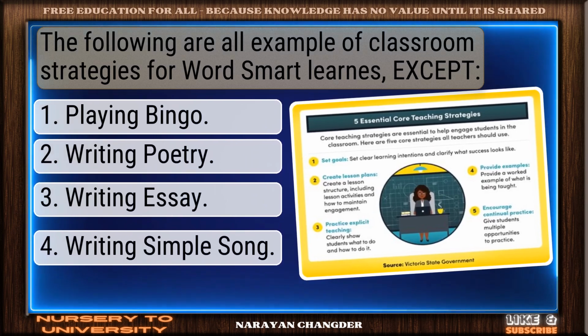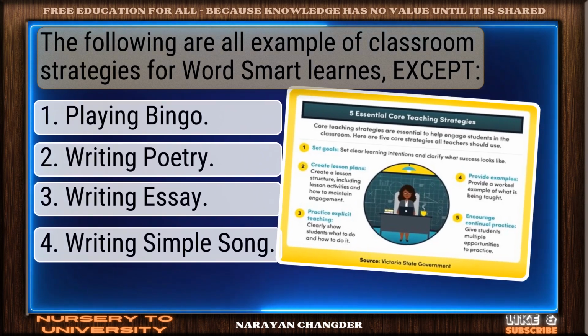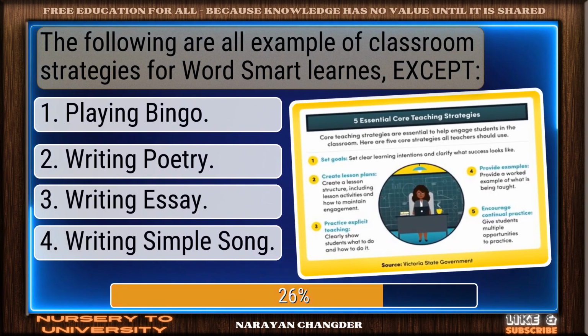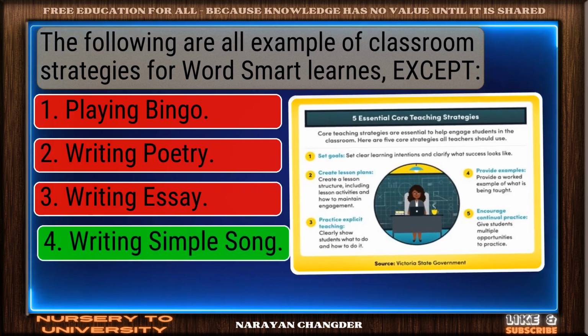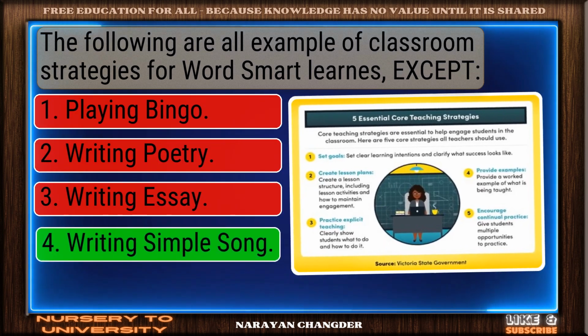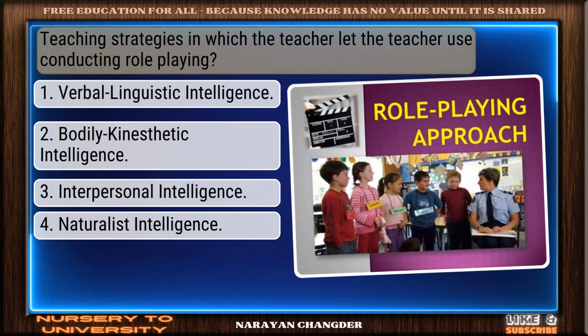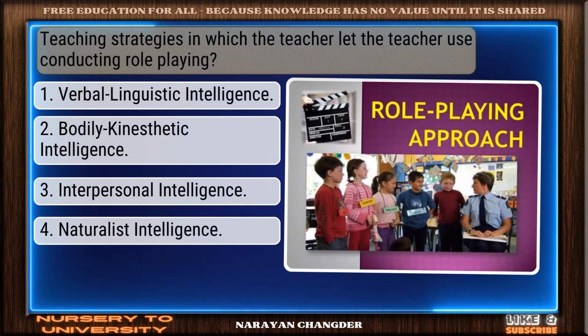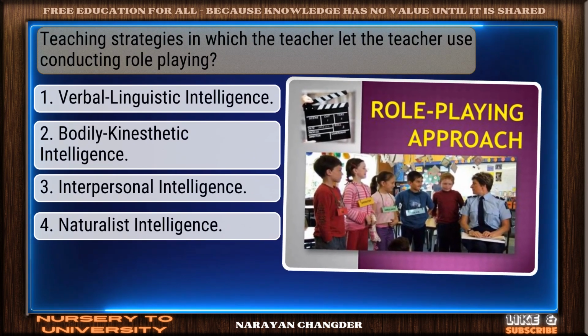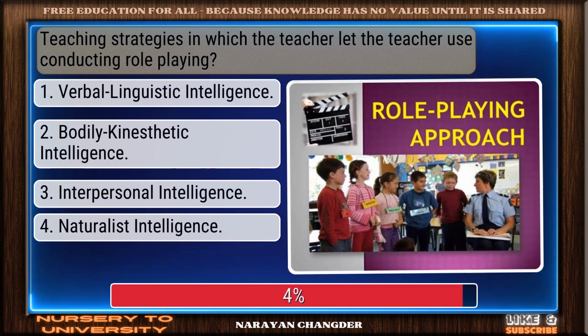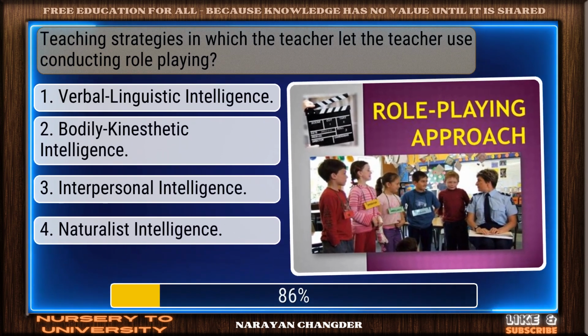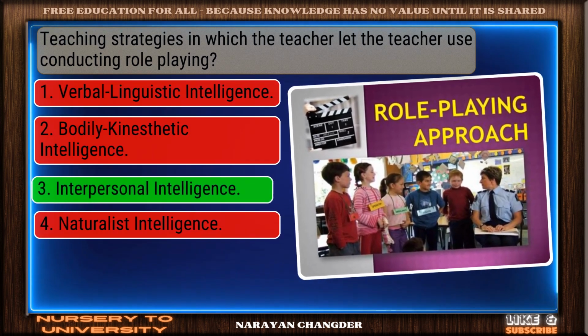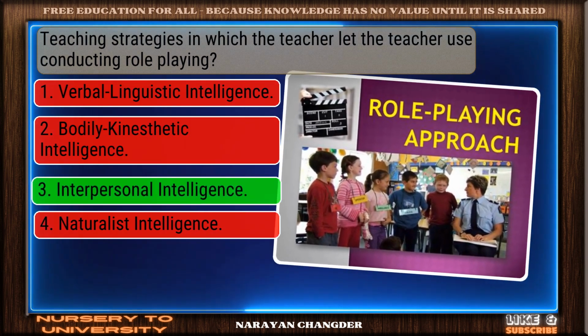The following are all examples of classroom strategies for Word Smart Learners, except. Bravo! Writing simple song is the answer. Teaching strategies in which the teacher lets the students conduct role-playing. Well picked. Interpersonal intelligence is the correct answer.